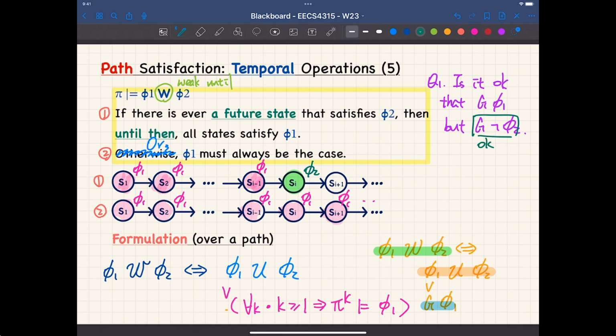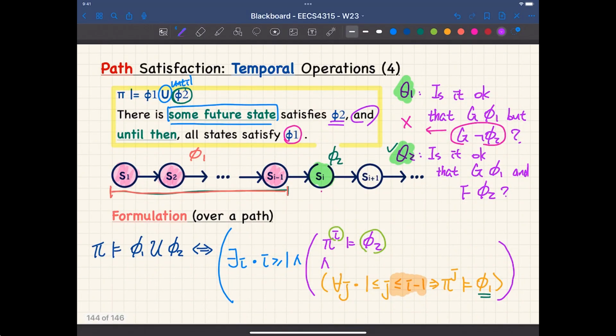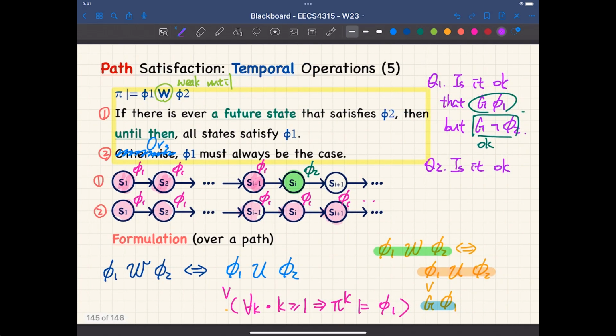This is okay because we got this. And for Q2, is it okay? Well, because it was actually okay by the conventional until already. That's already included. I'll just write it down anyway. Okay, and I'll take the question. One moment. That G phi 1 and future phi 2. Absolutely, that's fine. Okay, good. Question.